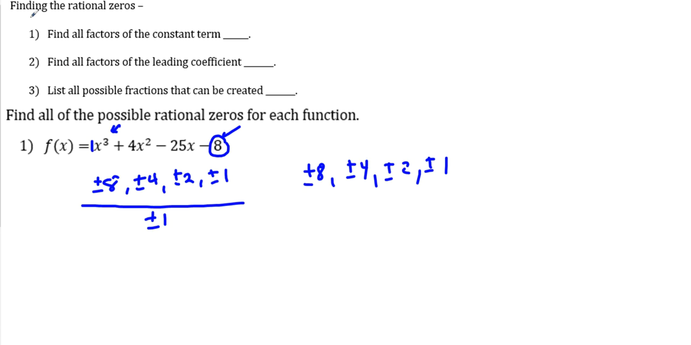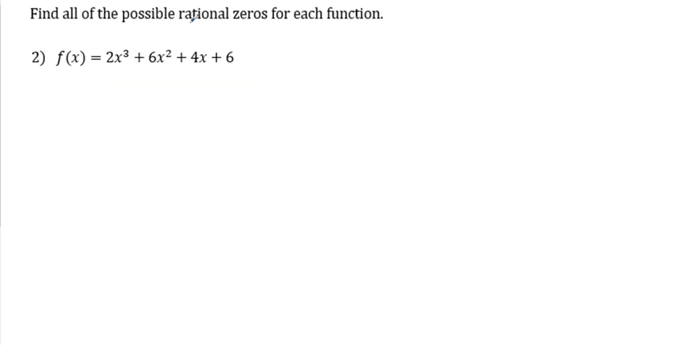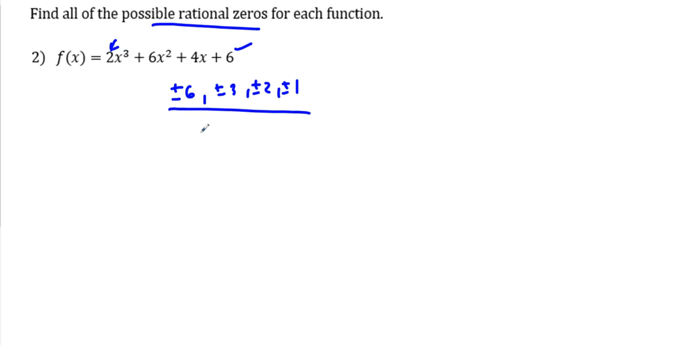Alrighty, let's take a look at one more example on just finding the possible rational zeros. So I'm going to take this, and I'm going to call that my p, and here's my q. So I'm going to do plus or minus 6, plus or minus 3, plus or minus 2, and plus or minus 1. And this is all going to be over my possible q's of plus or minus 2 and plus or minus 1. So that's 6 over 2, that's going to be 3.